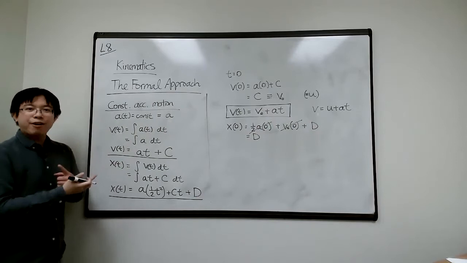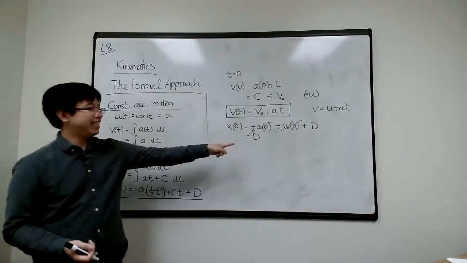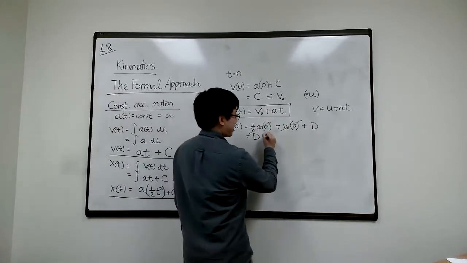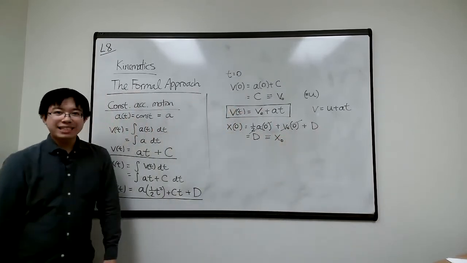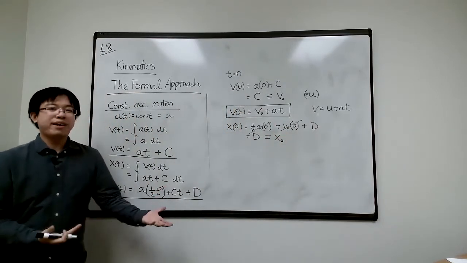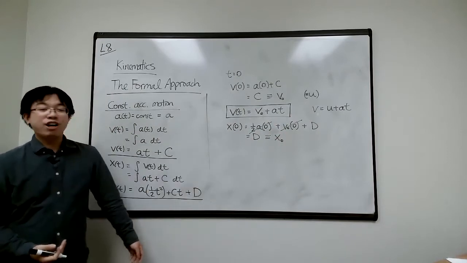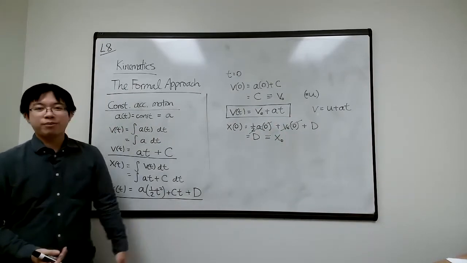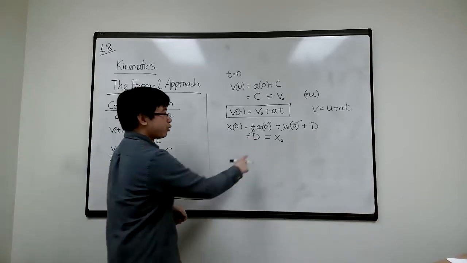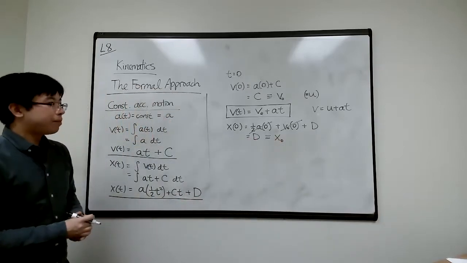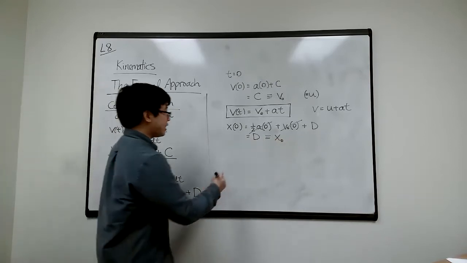Or I should flip that around and say d is x of 0. So that's just the position at time equals 0. That's called the initial position. We don't have a SUVAT variable for that, but let's call it x naught. It's a new thing in the formal approach, so it's a new variable over here. So d is x naught, the initial position.